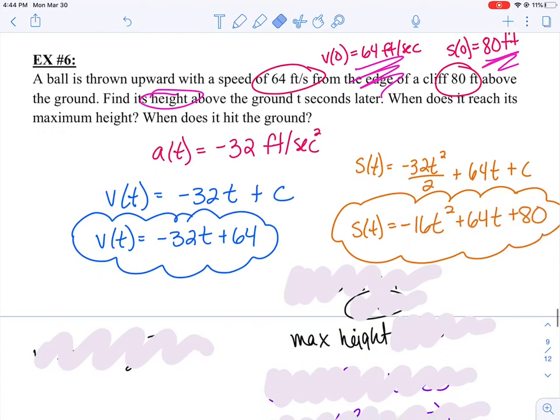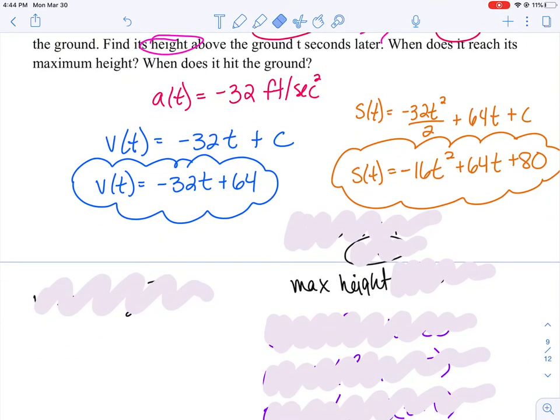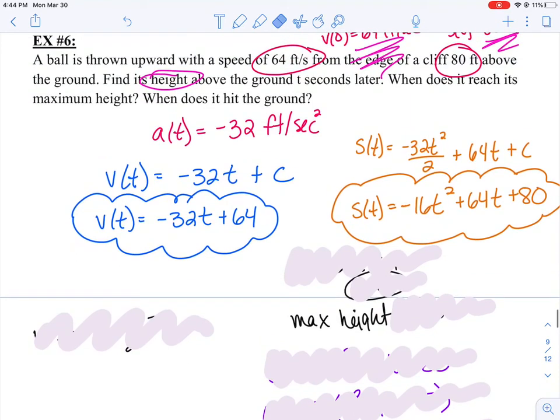So I should be able to plug that in and find an exact position function of negative 16t squared plus 64t plus 80. And that should look familiar. We've talked about this before, where this is our initial velocity and this is our initial position. And so that should kind of look familiar. But now we have a position function, we have a velocity function, and we can answer the questions. So we've answered the height above the ground t seconds later.